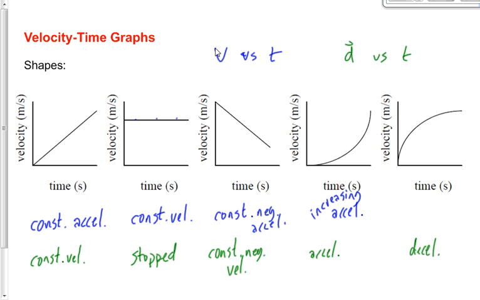Okay, so it's like you put your foot on the brake a little bit, and then you put your foot on the brake more and more and more. So not only are you slowing down, but you're slowing down quicker and quicker and quicker. Agree with that?